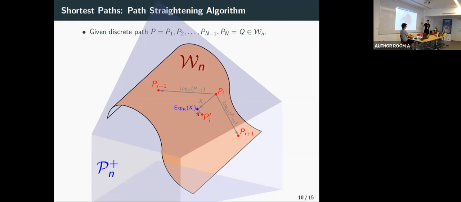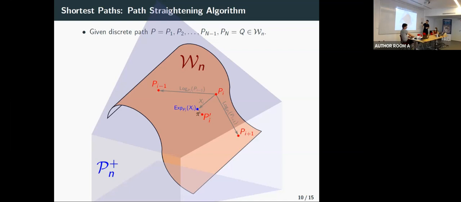And then having this direction, which we are supposed to go to, we just go there via the Riemannian exponential in our ambient space, but this is not necessarily a point in the Wald space anymore. So what do we do? We just project back to the Wald space and we obtain an updated point p_i prime. So this algorithm is supposed to basically straighten out the kinks in the path. All right.